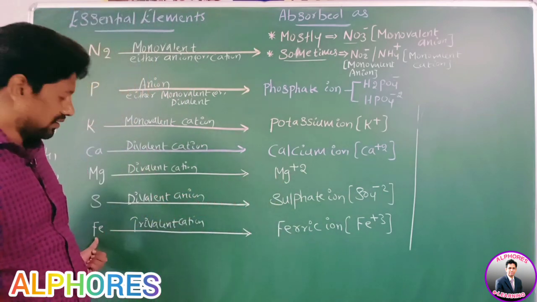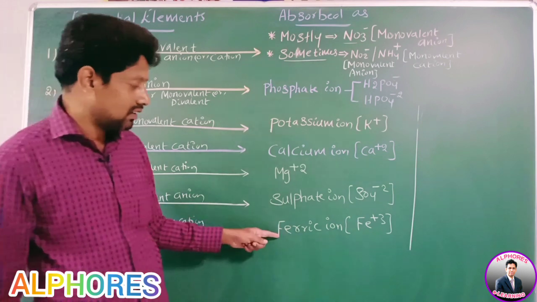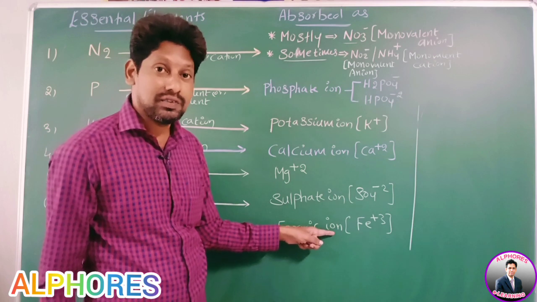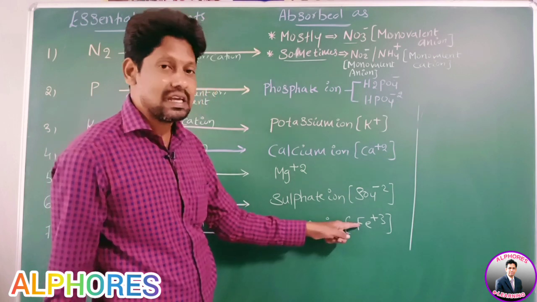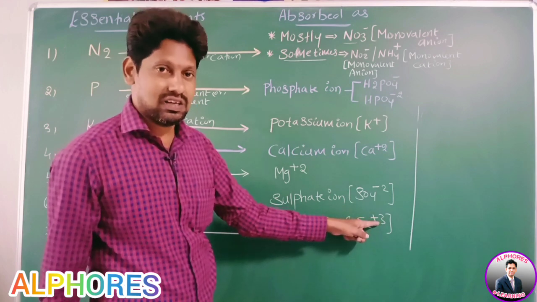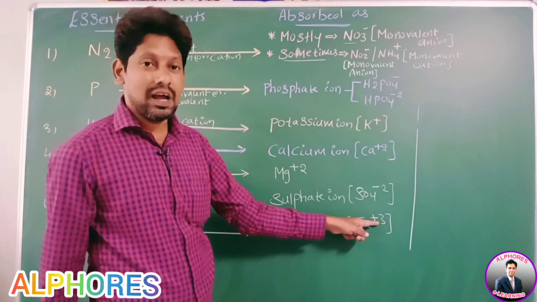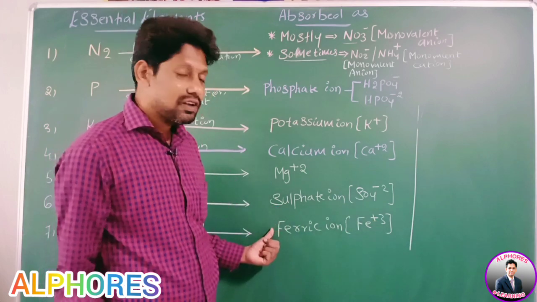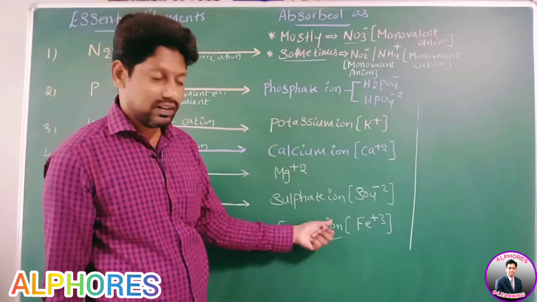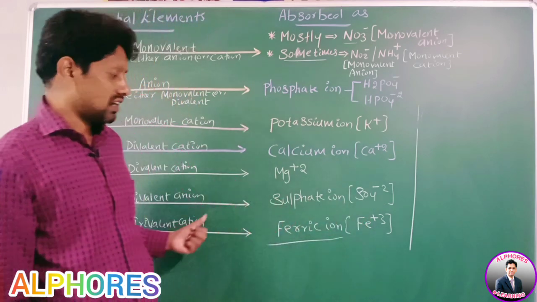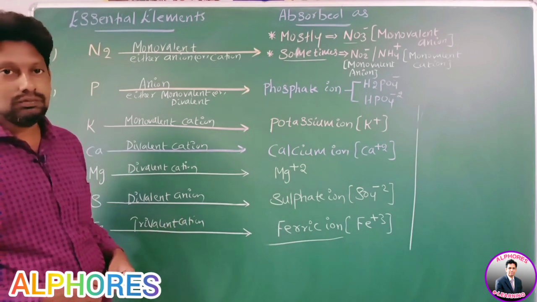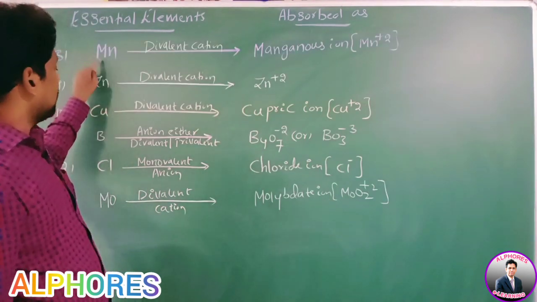What's next? Iron. The plant is absorbing iron in the form of ferric ion. In the form of what? Ferric ion, that is Fe plus 3, a trivalent cation. Therefore, the plant absorbs iron in which ion form? Ferric ion form. This is important. That is Fe plus 3, therefore a trivalent cation, right?